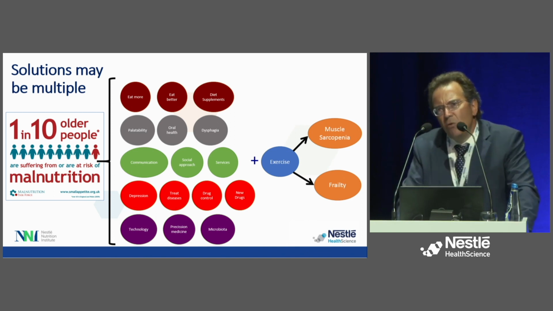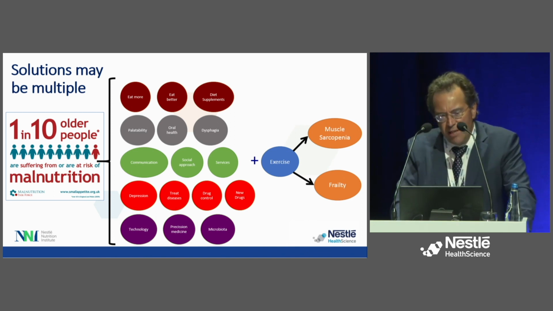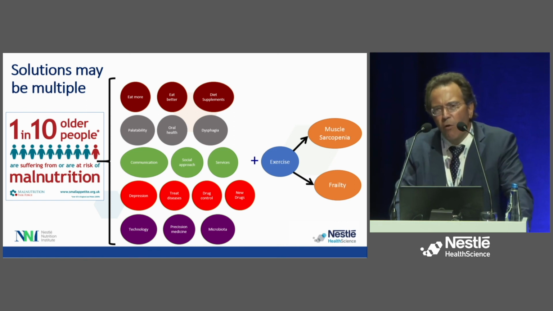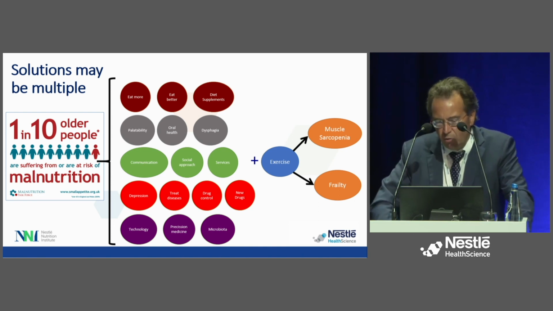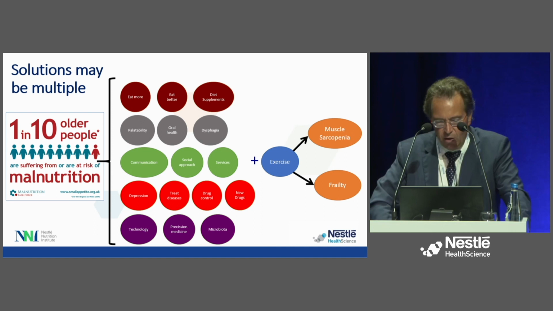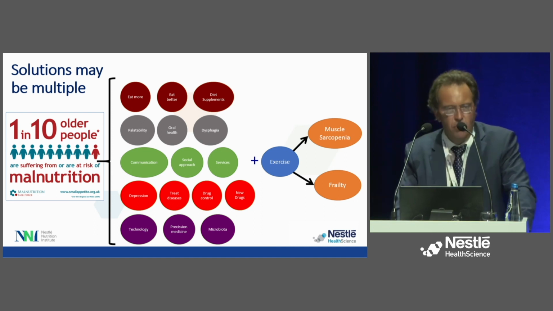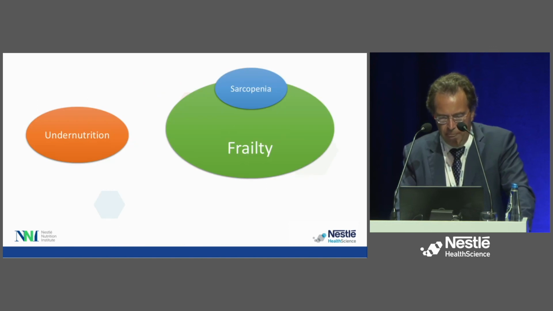Although I have presented you many data about nutrition and exercise, there can also be other interventions that could help. You can see how interventions in palatability, oral health, dysphagia, communication, social approach services, depression, treatment of diseases, drug controls, and technologies can help us in the fight against undernutrition, frailty, and sarcopenia.